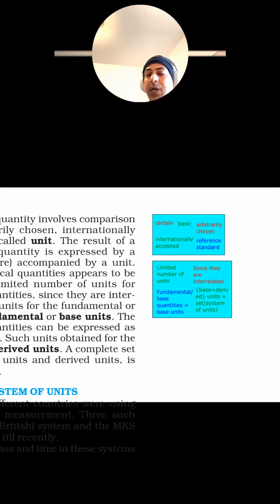Arbitrarily chosen, it's not that arbitrarily means it's not specified by a certain thing, or it's chosen arbitrarily, and once you choose it then you stay with it. That's what is meant by arbitrarily.